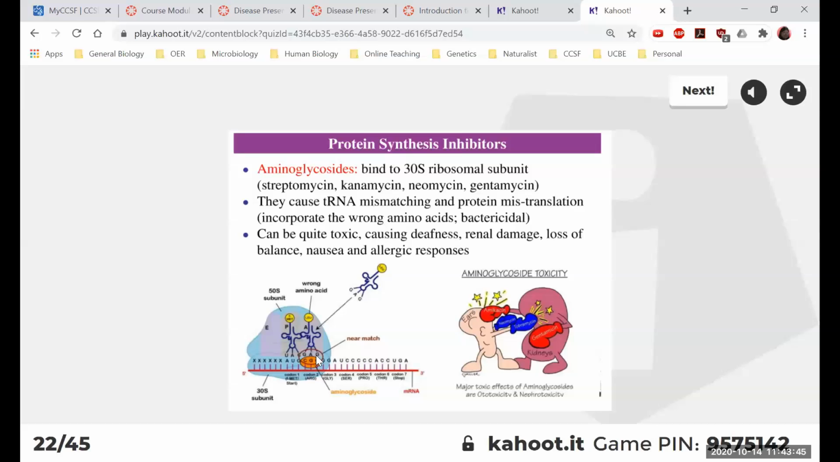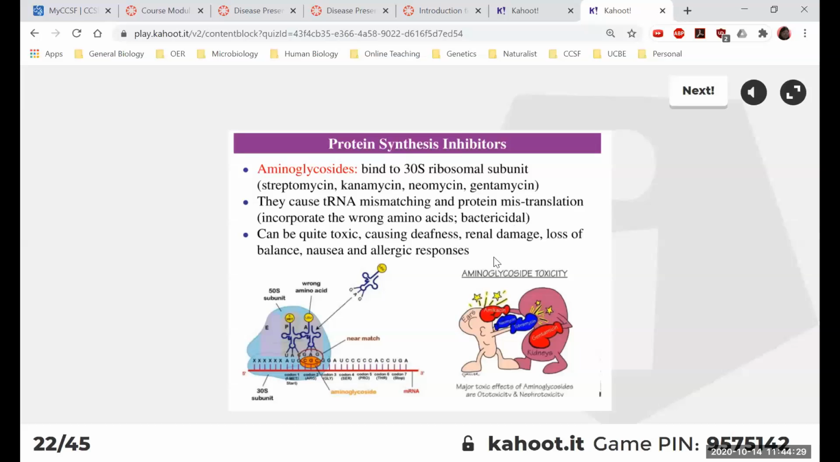So instead of GCG, another tRNA that carries the anticodon GAG is now kind of close enough, but because it actually carries the wrong anticodon, it brings in the wrong amino acid. So we end up synthesizing a protein that contains a lot of mistakes, and it may or may not function, and that's how it can actually kill the bacteria, or at least prevent them from multiplying. So it causes tRNA mismatch, and then it causes the wrong amino acid to be incorporated into the protein, and it tends to be cidal, so it can cause bacterial death.